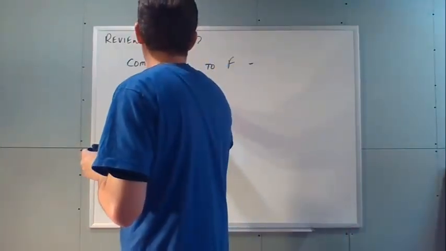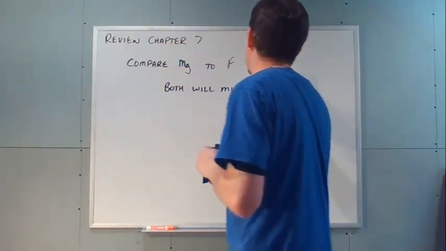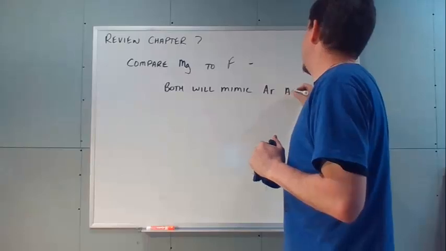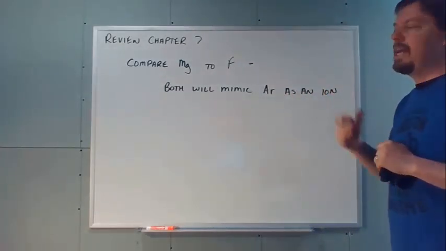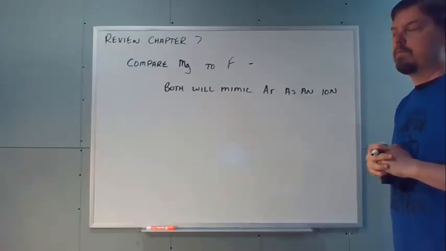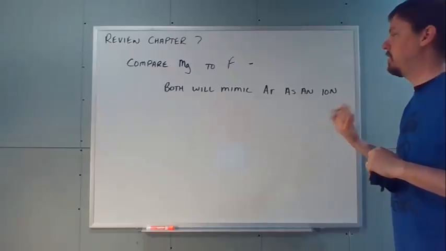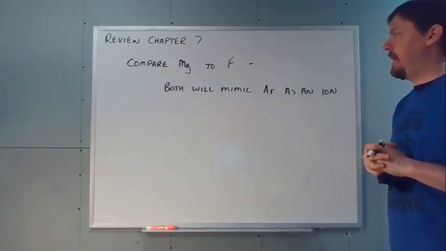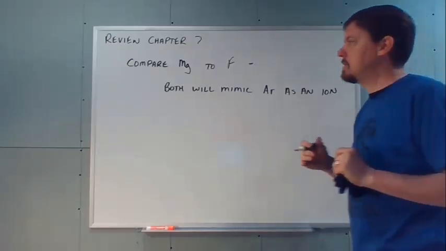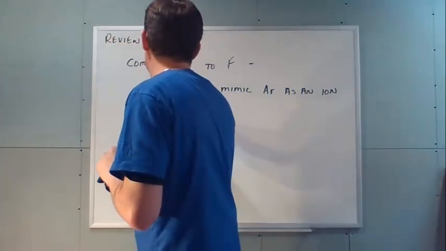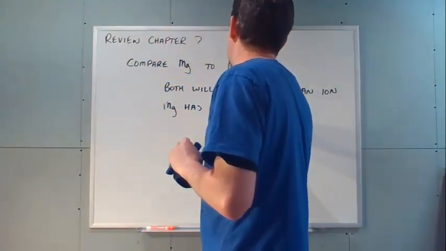Both will mimic argon as an ion. Fluorine is going to gain an electron to mimic argon and have 10. Magnesium is going to lose 2 electrons to have the same electron configuration as argon, which is 10. So the question is, which one's going to have the bigger or smaller radius? The answer is magnesium has a smaller radius.